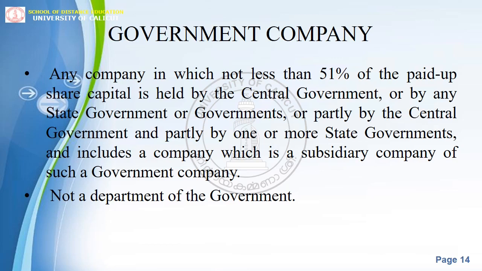Any company in which not less than 51% of the paid up share capital is held by the central government or by any state government or governments, or partly by the central government and partly by one or more state governments, is known as a government company. Moreover, it includes that a company which is a subsidiary company of such a government company also comes under this definition.